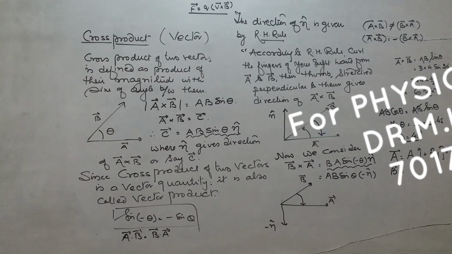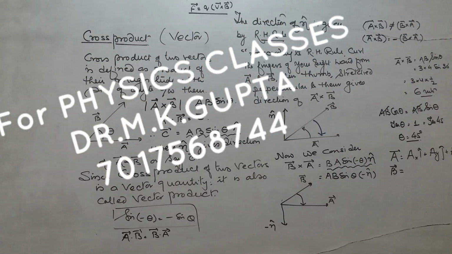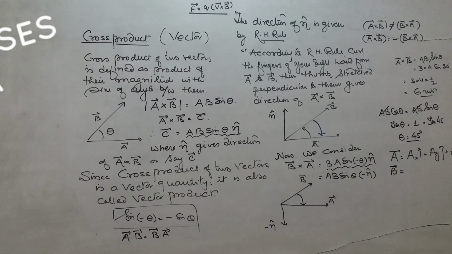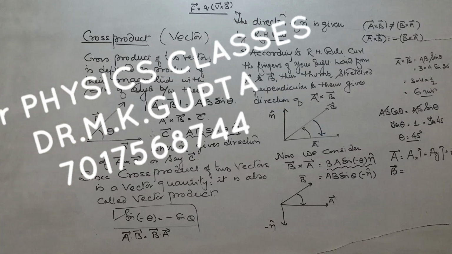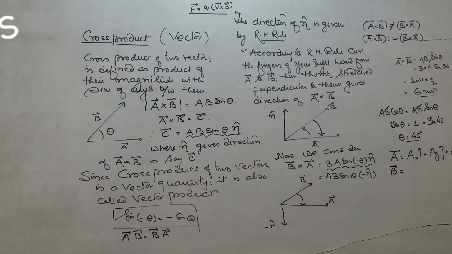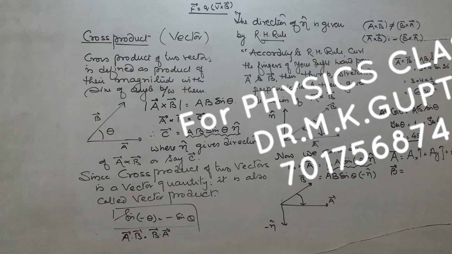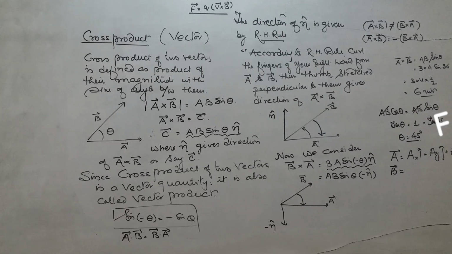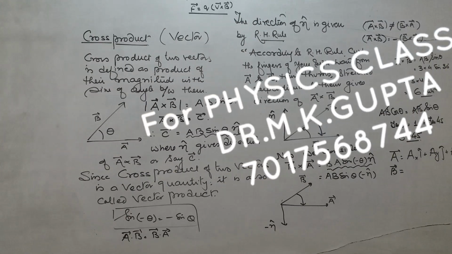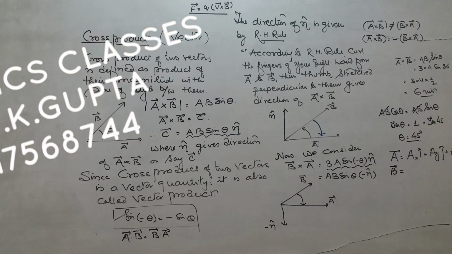N cap, the unit vector, gives the direction of A vector cross B vector. Now the question is, how will you give the direction of the unit vector? Students, the direction of the unit vector is given by the right hand rule. Curl the fingers of the right hand from A vector to B vector. Then the thumb stretched perpendicular to them will give the direction of A vector cross B vector.